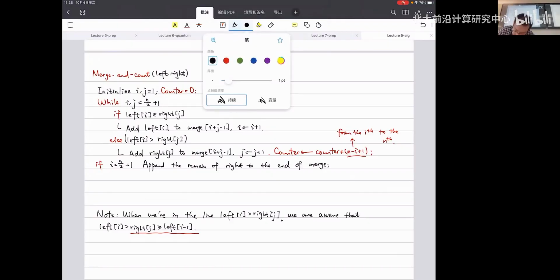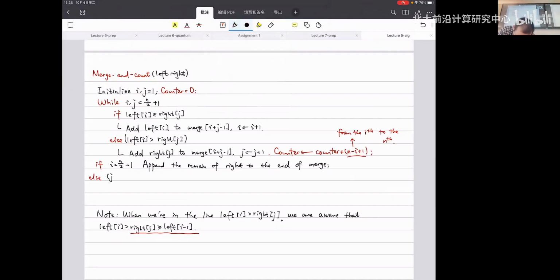And on the other hand, else. For the else case, that is going to be j equals n over 2 plus 1. We are, of course, going to append the remain of left to the end of merge. And this not only gives you a sorting of this algorithm, but also gives you the counting of the inversions.